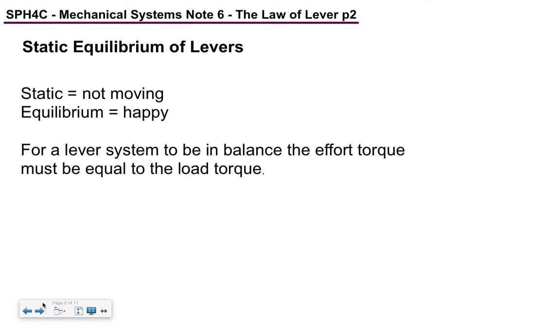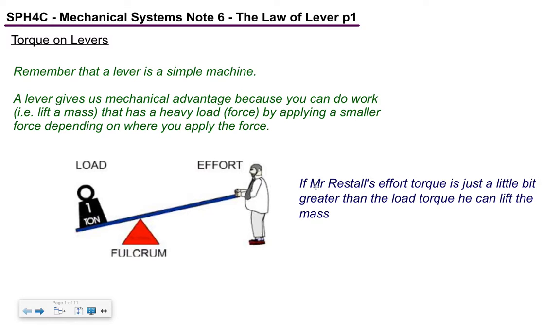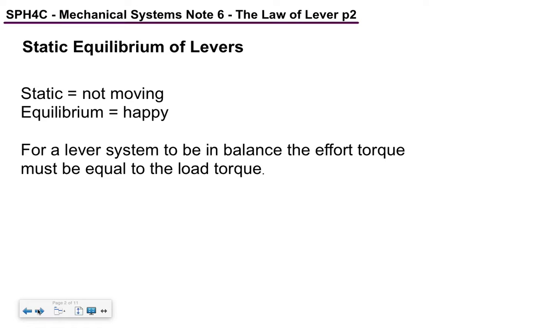So first, maybe this is the key thing. If Mr. Restall's effort torque, the product of force and distance, is just a little bit greater than the load torque, which is that force, gravity, times the distance to the fulcrum, then he can actually lift that thing, right? If they're exactly the same, it stays in what's called static equilibrium. Usually we talk about calculating for static equilibrium, which is just staying put. And if you want to actually move a mass using a lever, whatever the static equilibrium force you need to apply, you put in a little bit more than that.